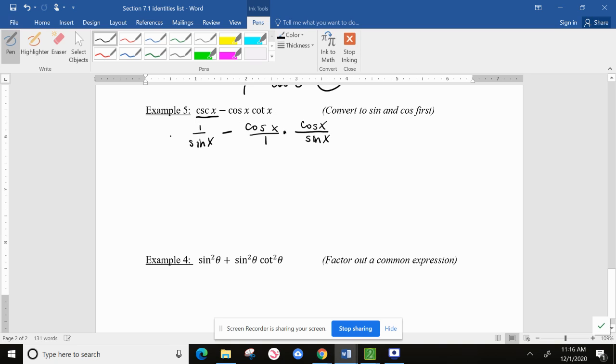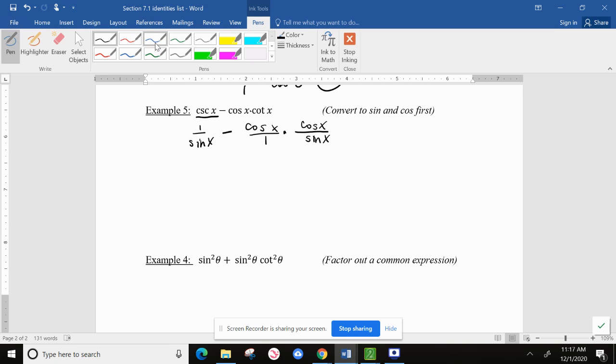All right. So here's what we got. We replaced cosecant with 1 over sine. I brought down the minus sign. I left cosine as it was. And these two things right here are multiplied. So I'm multiplying cosine by cotangent.